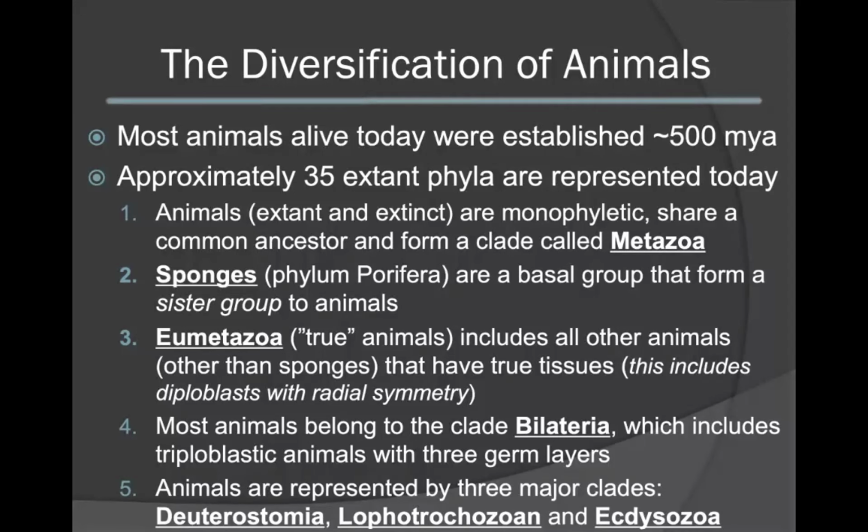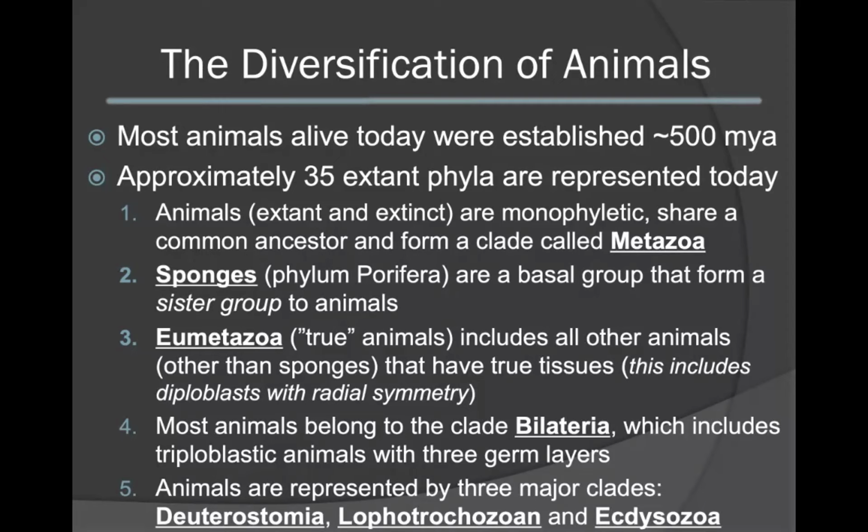Today we have 35 extant phyla of animals. Many of these animals can have their origins traced in the fossil record to approximately 500 million years ago. We consider animals, both extinct and extant, to be a monophyletic group. This means they share a common ancestor and they form a clade that we can call metazoa. We can also refer to these organisms as metazoans.